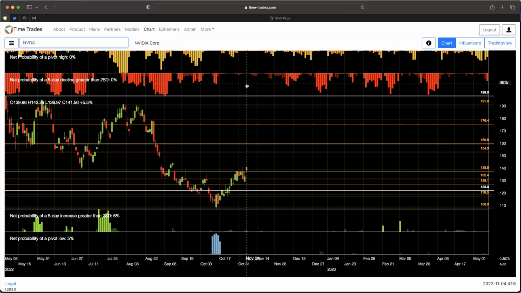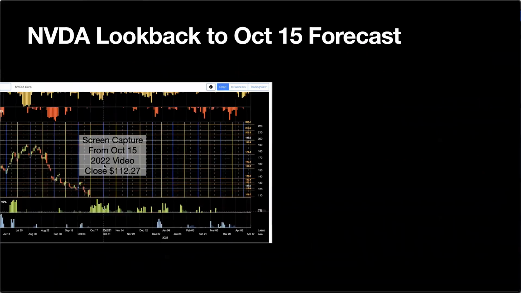So if we take a look at Keynote here, this is a screen capture from that October 15th video, and the commentary that was made at that time was pretty bullish, based on the cluster of green 2 standard deviation up move days. And at the time, NVIDIA was trading at 112. That was the close on Friday, the 14th.